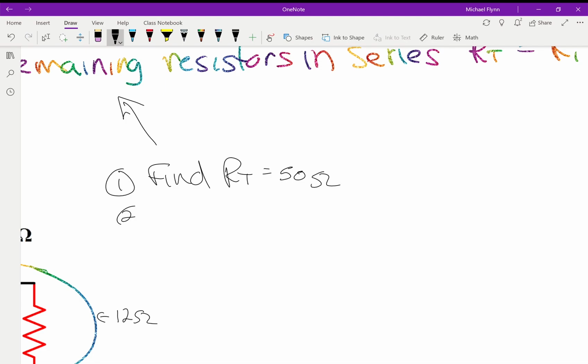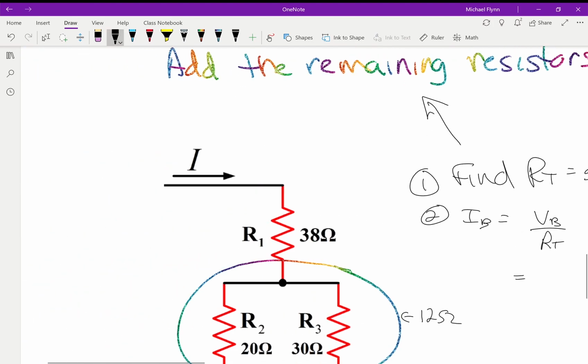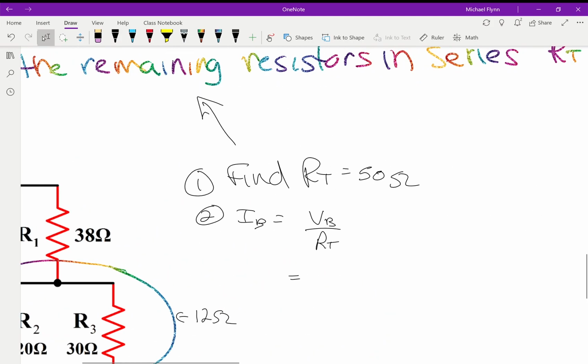Okay, step 2, find the total current by taking the voltage in the battery divided by the total resistance. That's Ohm's law. So what's the voltage in the battery? It's 25. So it's going to be 25 divided by 50, which is 0.5 amps.